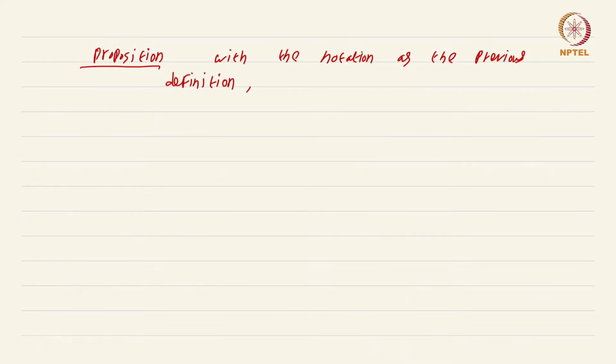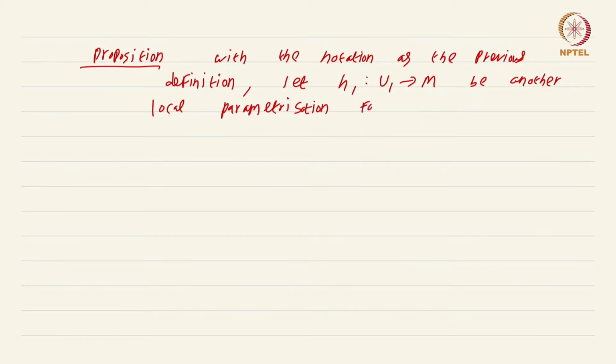Let h1 from U1 to M be another local parameterization for M near A. Then we have three facts. Number one, F∘h1 is differentiable at h1 inverse of A.